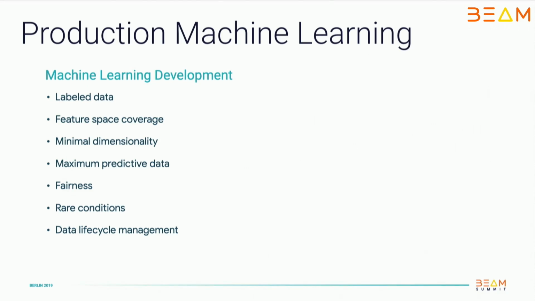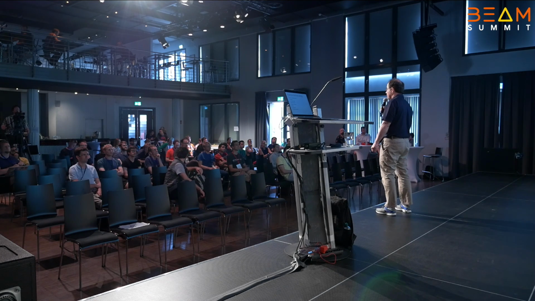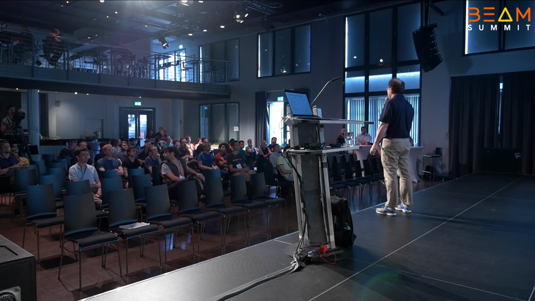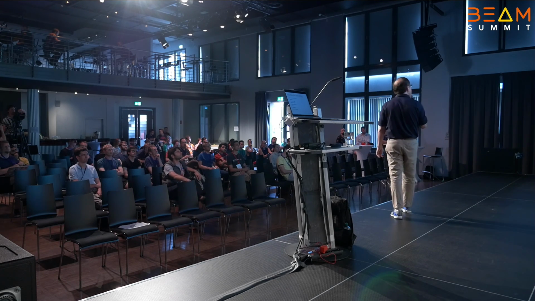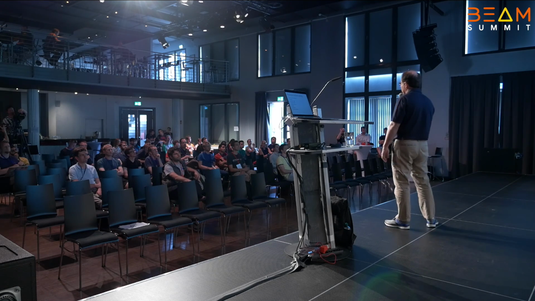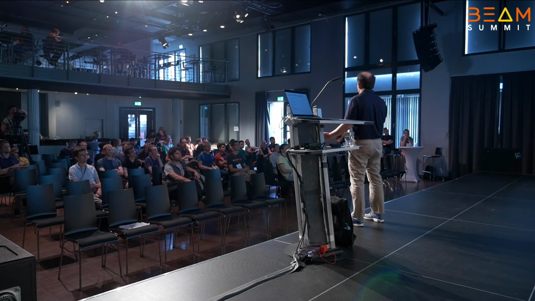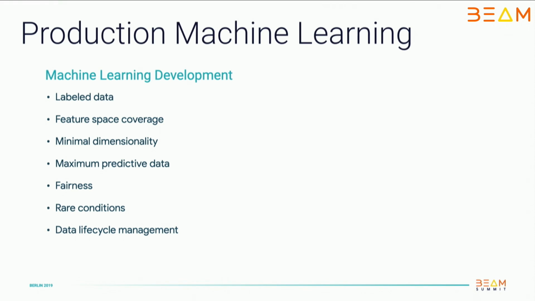Minimizing your dimensionality, getting the maximum predictive value from the data that you have, maybe figuring out what sort of feature engineering will give you that. Things like fairness are increasingly important. You want to make sure that your solution is not unfairly biasing different parts of your customer base or your community. Rare conditions. You may have conditions, especially in things like healthcare, that occur very infrequently but are very important. And when you're developing a machine learning solution, trying to account for those and make sure you serve them well is difficult.